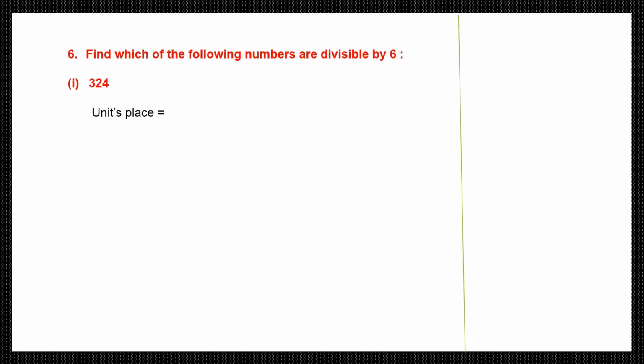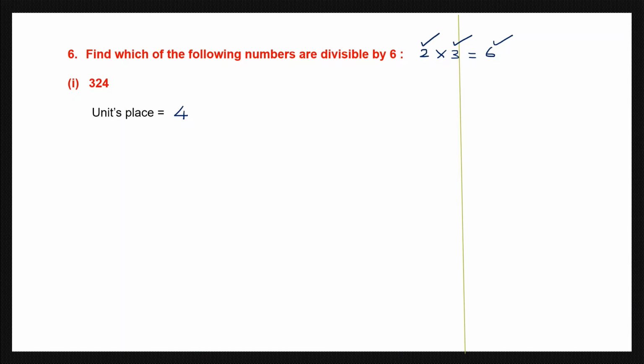In the units place we have 4. Now why are we checking the units place? If a number is divisible by 6, it should be divisible by 2 and 3. 2 3s are 6, isn't it? So we have to do the test for 2. That's what we just did. We are looking at the units place because we are doing the test for 2. And we should also do the test for 3. If that number is divisible both by 2 and 3, only then we say that it is divisible by 6.